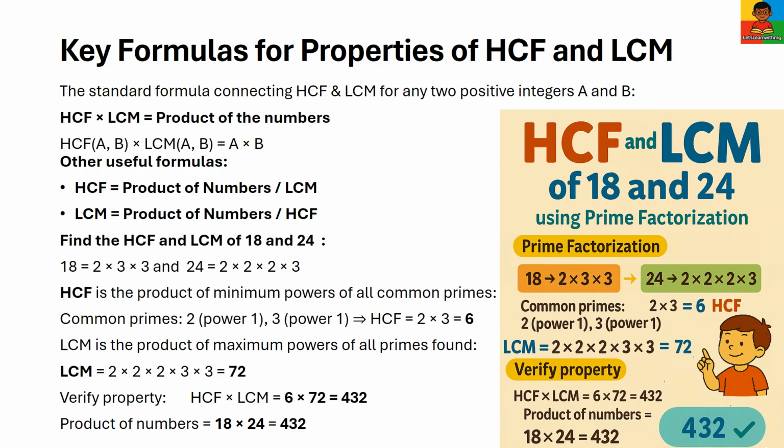For example, find the HCF and LCM of 18 and 24. Their prime factors are 18 equals 2 times 3 times 3, and 24 equals 2 times 2 times 2 times 3. HCF is the product of minimum powers of common primes. 2 times 3 is equal to 6. LCM is the product of maximum powers. 2 times 2 times 2 times 3 times 3 is equal to 72. Verify. HCF times LCM is equal to 6 times 72 equals 432. Product of numbers is equal to 18 times 24 equals 432.